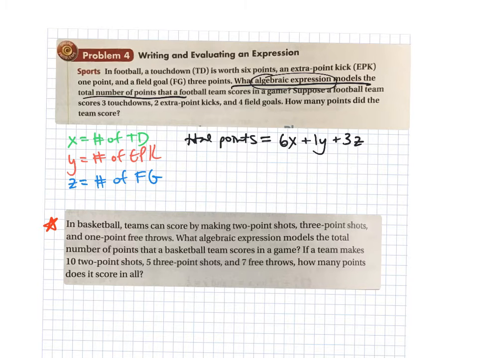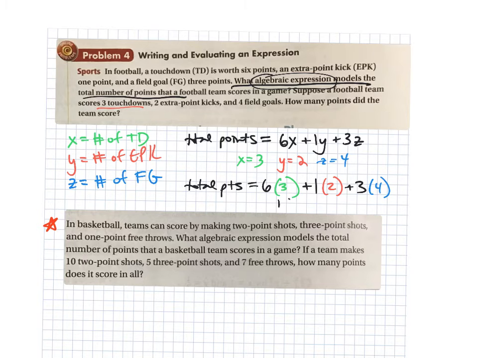they score. So now, if we have a team, it scores 3 touchdowns, so my x equals 3. 2 extra point kicks, so y equals 2, and then 4 field goals, so z is 4. We just plug those in there. So the total points for this team is 6 times 3 plus 1. You don't normally write the 1, but just this one I'm going to do because it's easier to see it, plus 3, and then 4 field goals.